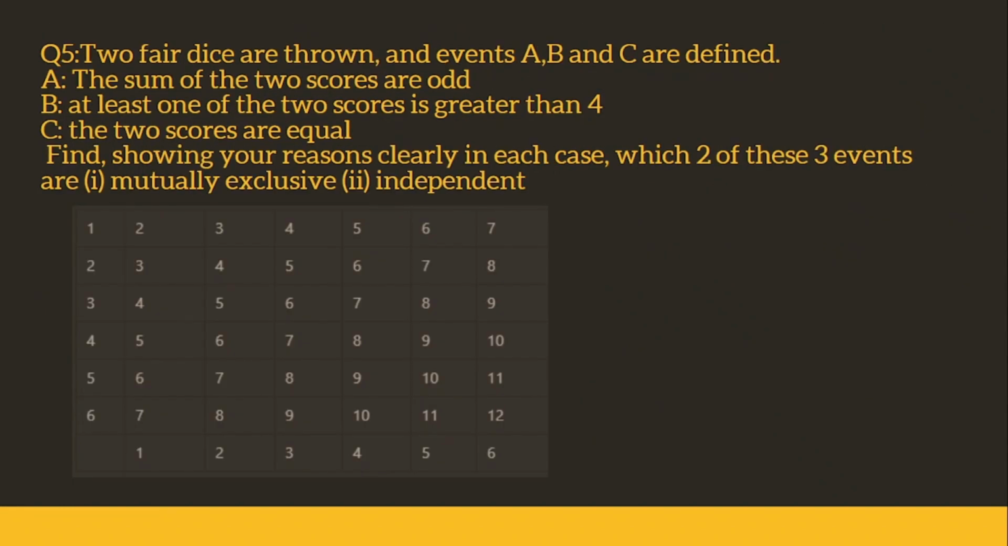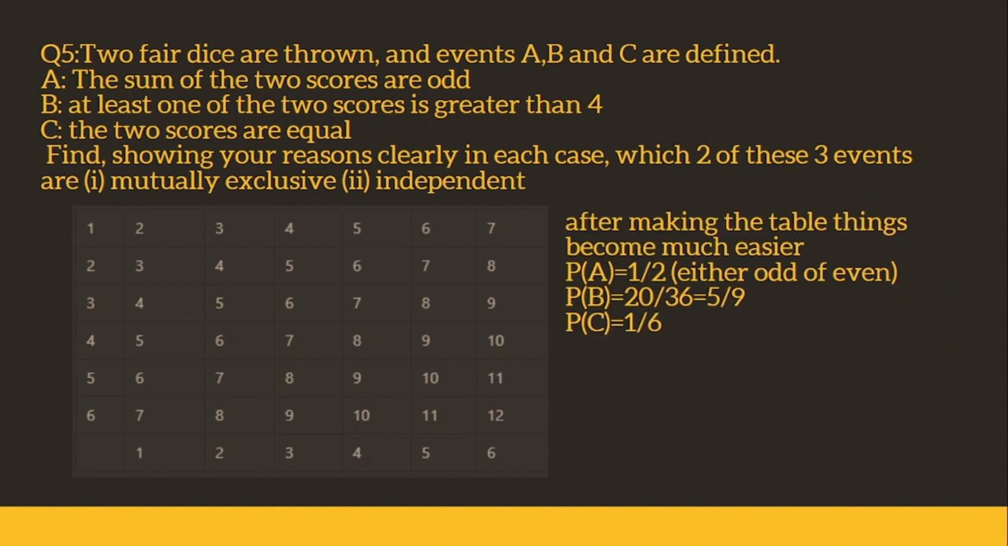Then the next question. Two fair dice are thrown, and events A, B, and C are defined as follows. A is when the sum of the two scores is odd. B is when at least one of the two scores is greater than 4. And C is when the two scores are equal. Give your reasons clearly in each case. Which two of the three events are mutually exclusive and independent?